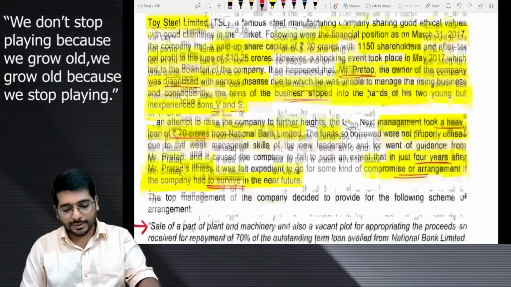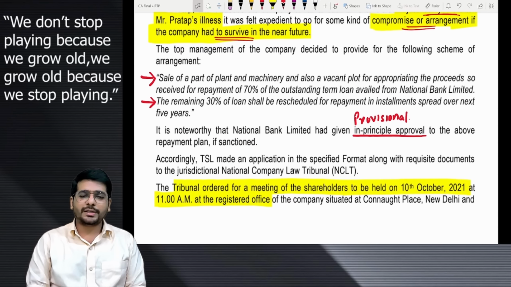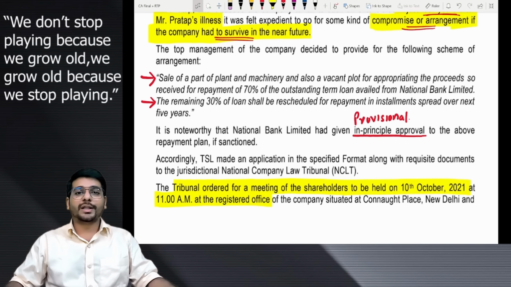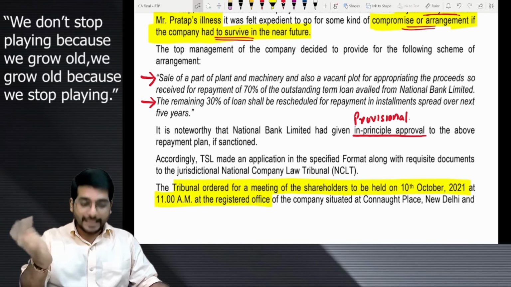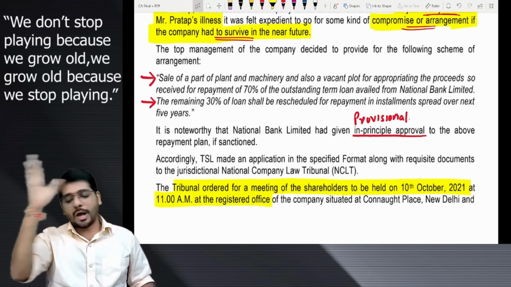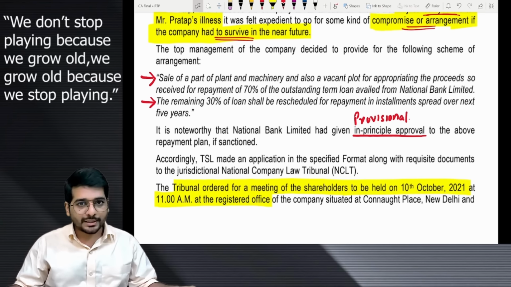Let's understand compromise arrangement part. Are you aware of the compromise arrangement? If no, then please revise the chapter compromise arrangement amalgamation section 230 to section 240 of the Companies Act 2013 first. Okay, then come back to solve this. What else they are saying? They are saying the top management has decided that they want to come up with a scheme of compromise arrangement.